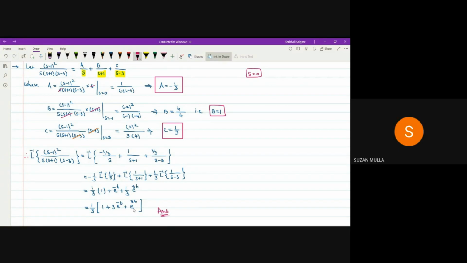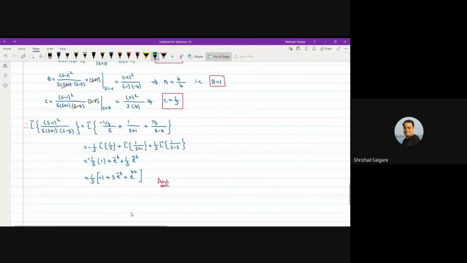That is the required answer. The first term is minus, it should be minus. I forgot to write this. Then this one is minus. I think it's okay.